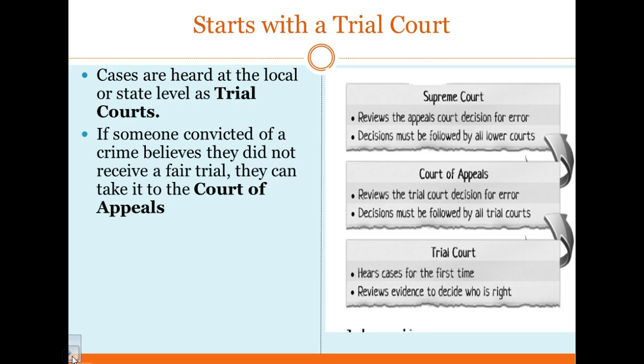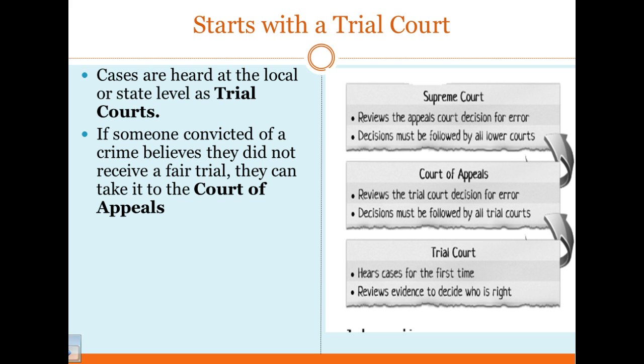Now, if there is a decision and someone is convicted of a crime, but they don't believe that they got a fair trial, they can take it to the next level. It's called the Court of Appeals. They review the trial court decision to see if there were any errors in the decision, and if they decide that there was an error or they did not receive a fair trial, it goes back to the trial court. If not, if the Court of Appeals looks at everything and says no, the trial was handled perfectly, then that decision has to be followed by all people. So it kind of sits.